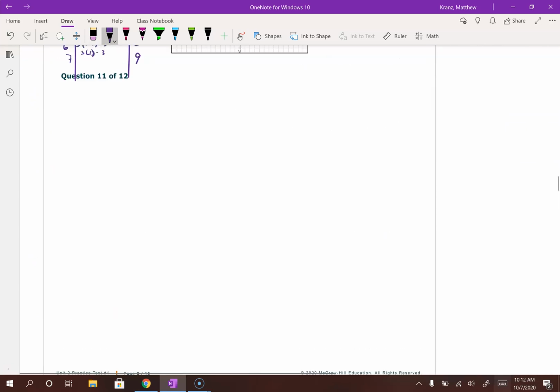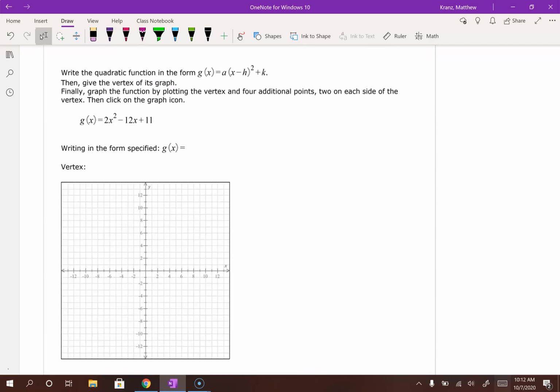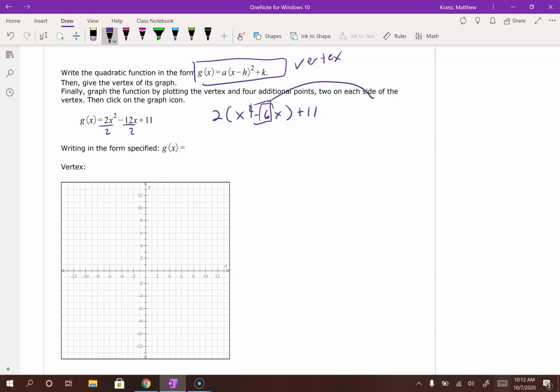All right, so now we have number 11. Write the quadratic function in the form of basically vertex form. This is vertex form. So what we do is we have to divide by 2. When we divide by 2, I get 2x squared minus 6x plus 11. I take my negative 6, move it over here.